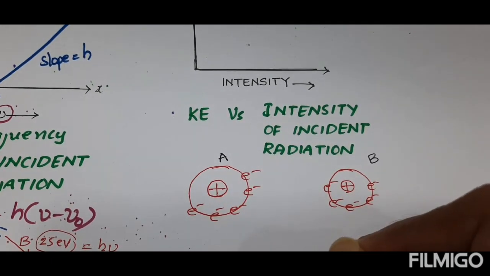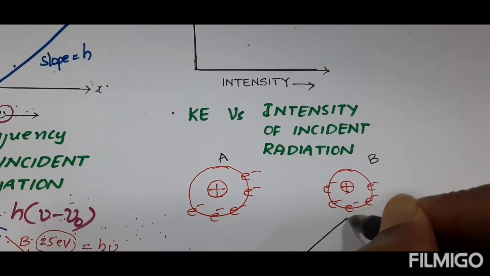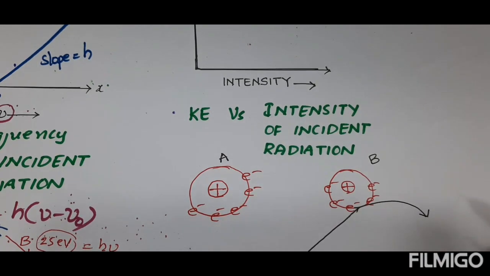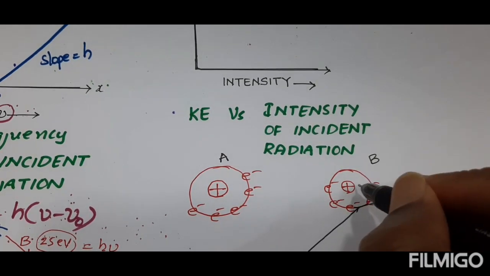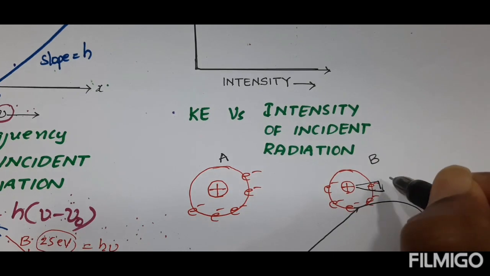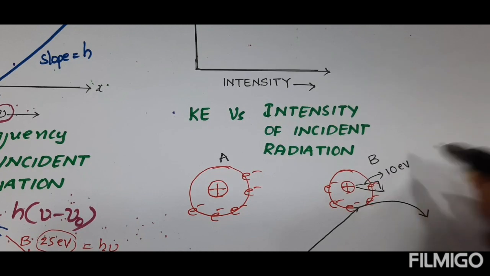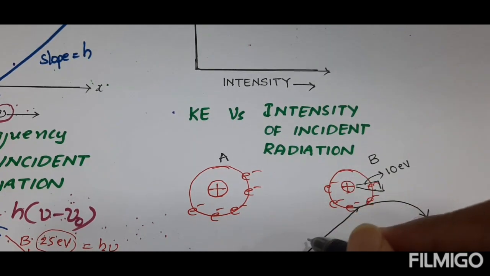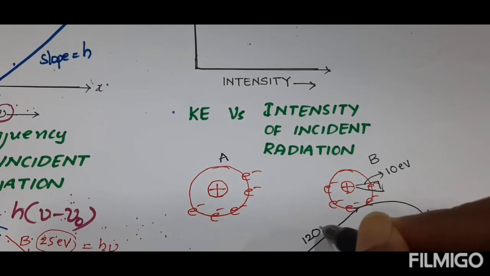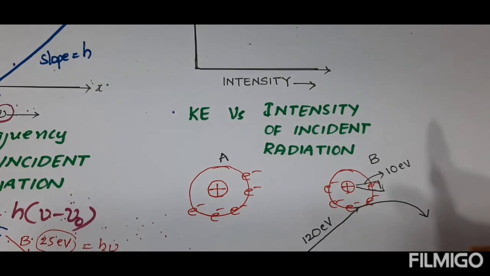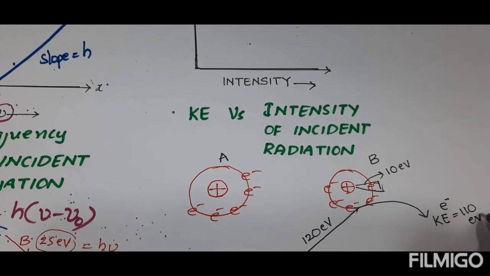In condition B, one radiation will hit this metal surface and the electron is ejected out. Here every electron is under the influence of nuclear attraction, and the work function is equal to 10 electron volts. Suppose here I am using radiation of 120 electron volt energy. Then the kinetic energy of the photoelectron is 110 electron volts, as per our previous explanation.